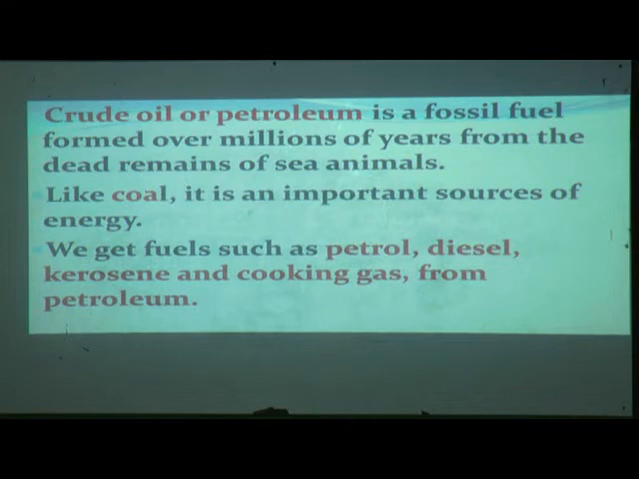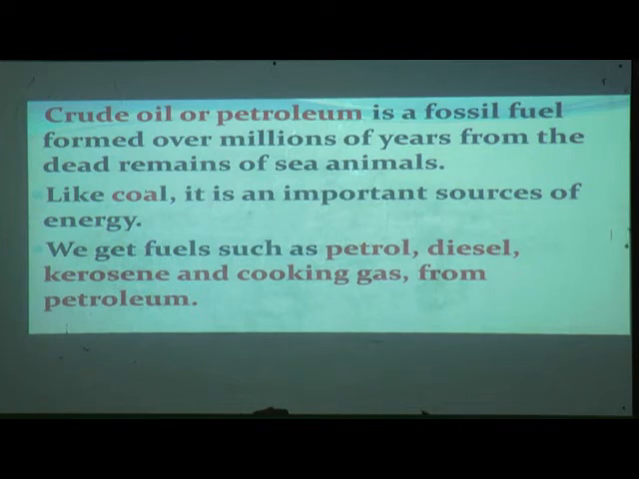Now crude oil or petroleum is a fossil fuel formed over millions of years from the dead remains of sea animals, like coal. It is an important source of energy. We get fuels such as petrol, diesel, kerosene and cooking gas from petroleum. Now students, we are coming to the next point, that is petroleum. How will we get petroleum, students? Yes, petroleum we can find under the earth, under the sea.